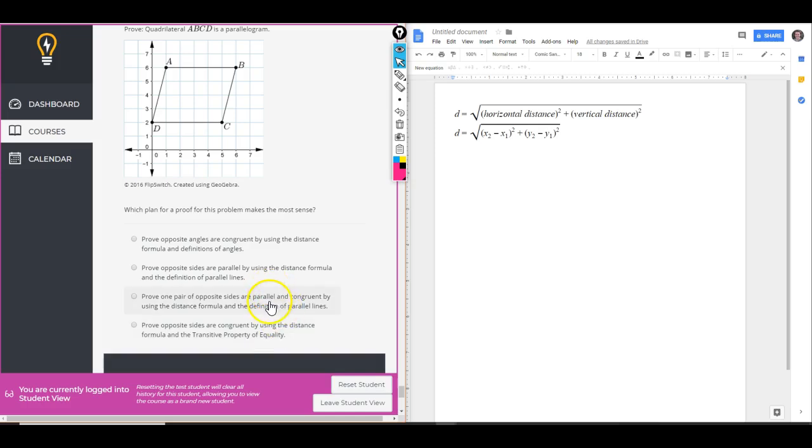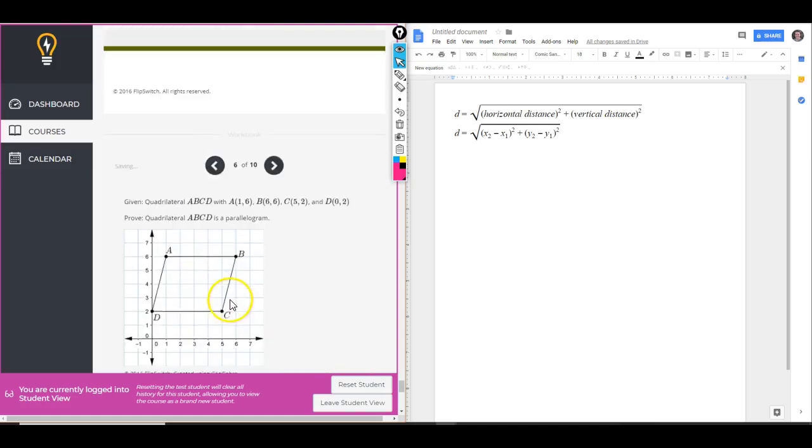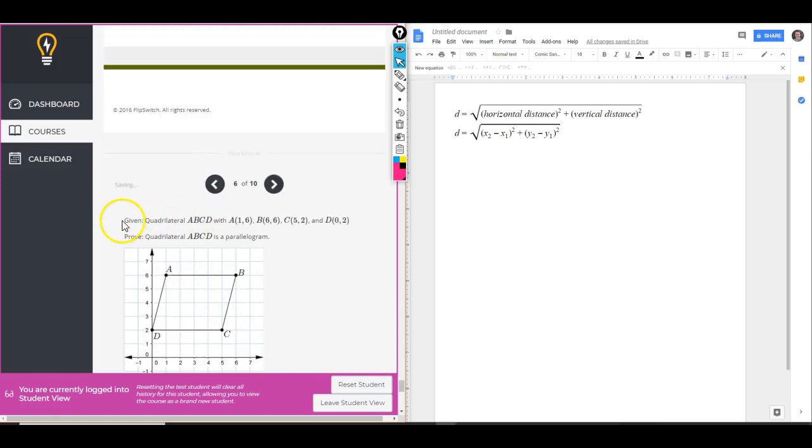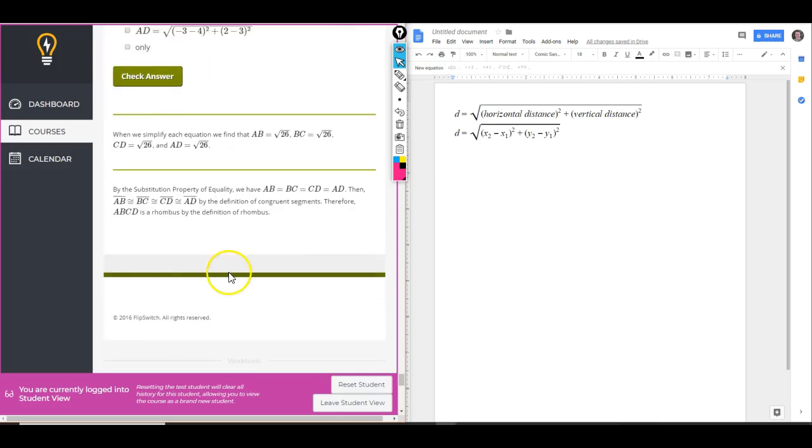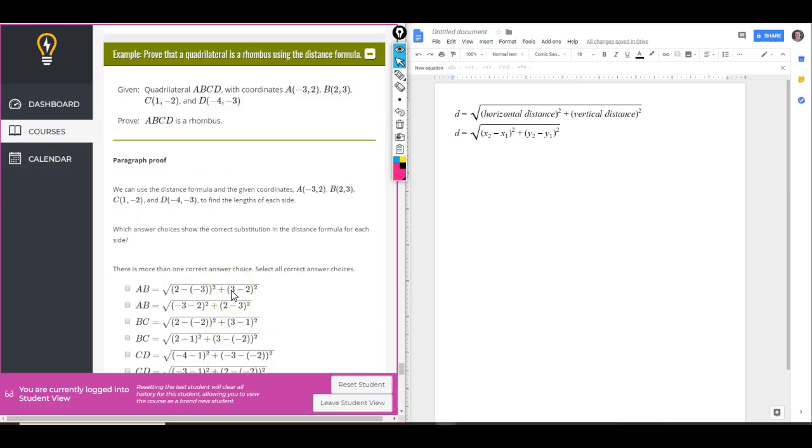Okay, one way I would go through and answer this is I would look for an example that has a very similar given and very similar what they want in proof. So they're given just the coordinates and they're wanting us to prove that it's a parallelogram. So I would just scan through here.